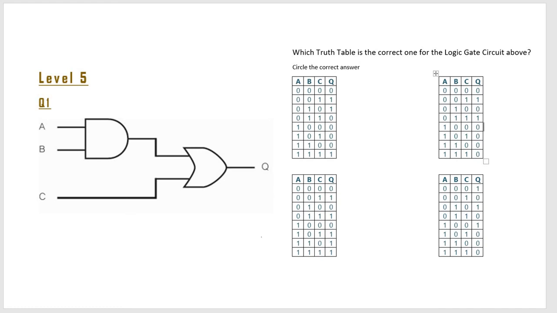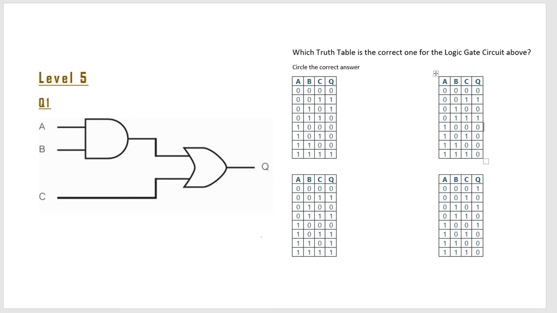Welcome everyone to this support video for the Logic Gate quiz. What we're doing here is having a look at the level 5 questions, the ones where you have to match which of these 4 truth tables belongs to the logic gate circuit on the left hand side here. I know the question says logic gate circuit above. It's because I've split the resources for this question into two. The logic gate circuit was in fact above the question.